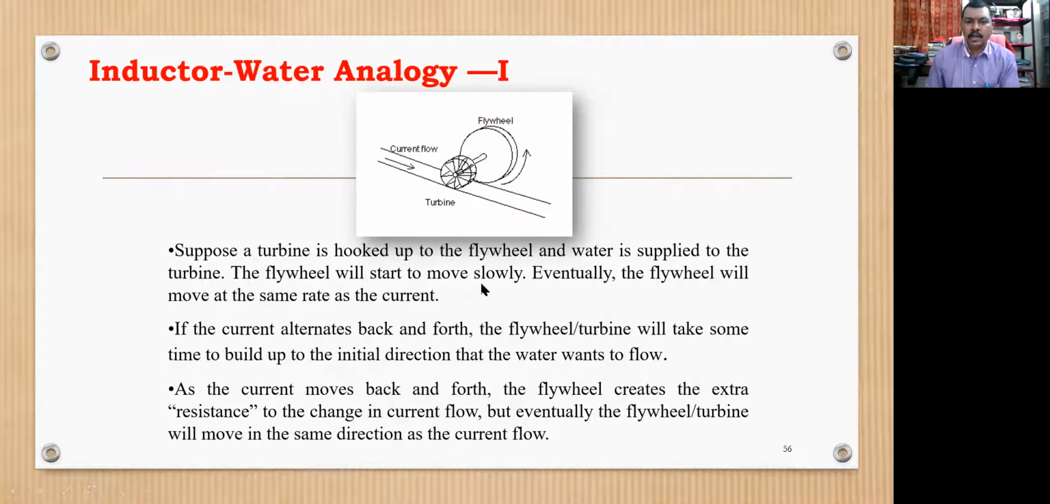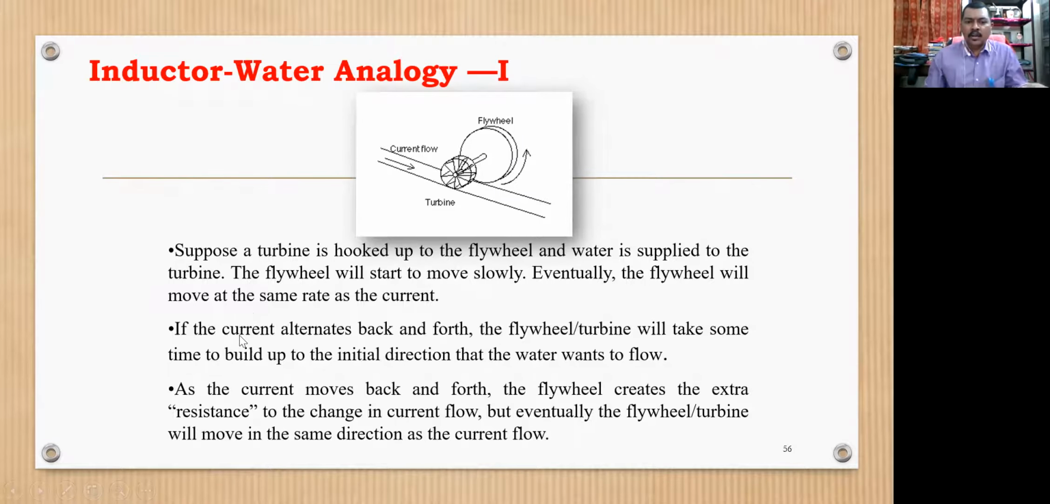The flywheel will start to move slowly. Eventually the flywheel will move at the same rate as the current. आप जितने स्पीड में यहाँ से पानी डालोगे उतने स्पीड में ये टरबाइन रोटेट होगी, और ये जो कि फ्लाईव्हील से कनेक्टेड है उतनी ही स्पीड में ये फ्लाईव्हील भी रोटेट करेगी.